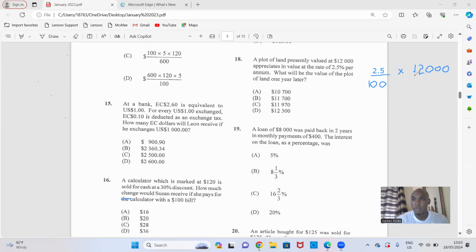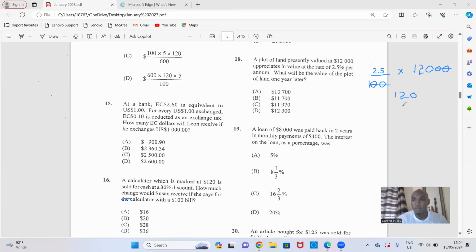So we can actually put this over 1, which is not necessary. We can cancel these 2 zeros with these 2 zeros. Now we're going to be multiplying 2.5 by 120. Don't be scared when you see a decimal multiplying by a whole number. You can simply change the decimal to a fraction, then in your answer, you put back the decimal. So we can actually have 120. All right.